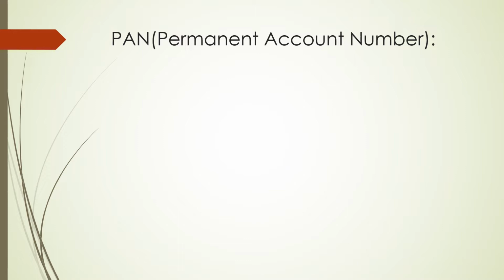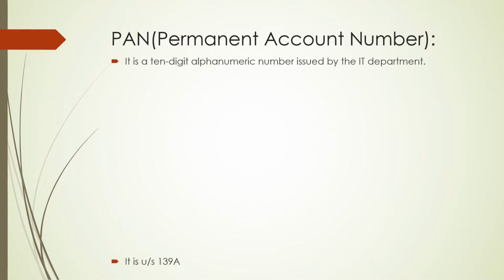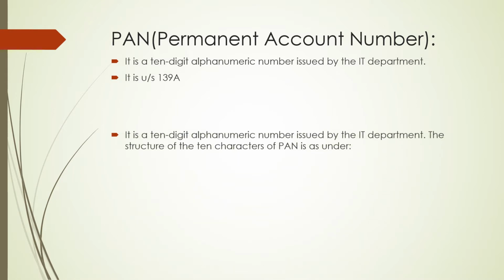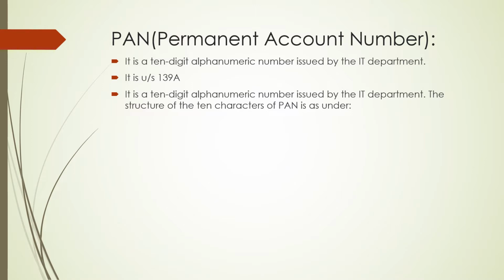The first one is the Permanent Account Number. We say PAN generally. These are the important points relating to PAN. The first point is that it is a 10-digit alphanumeric number issued by the IT department. The IT department will issue this number. Its section is 139A.